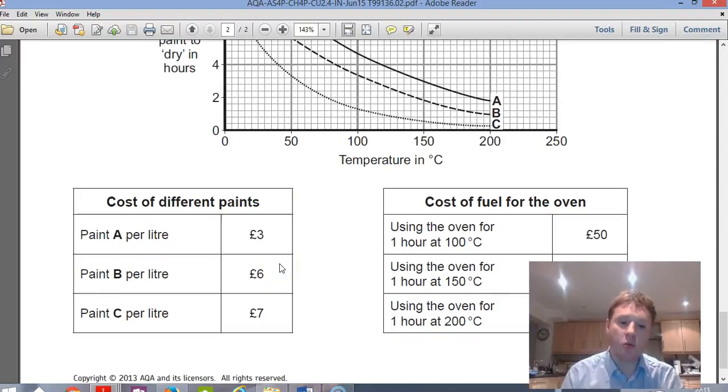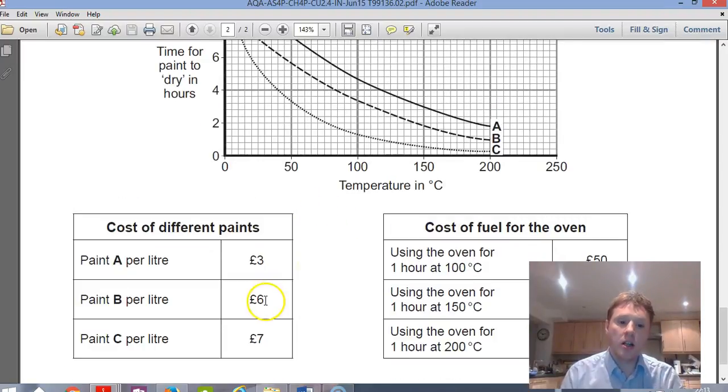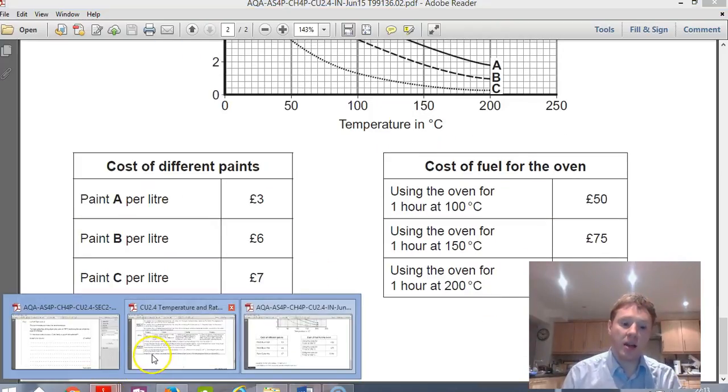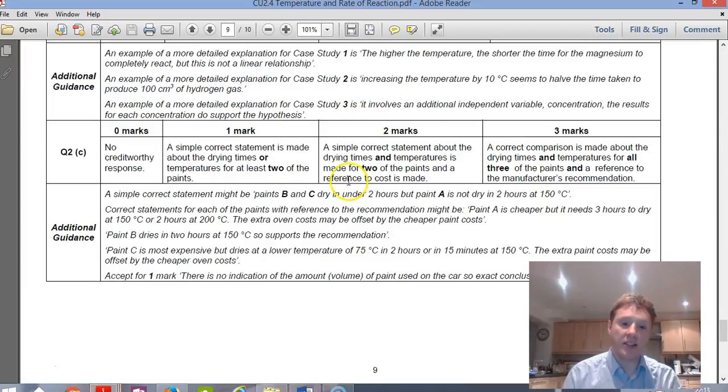So for example, if it took 1 litre to paint a car, if you use paint C instead of paint B, your paint will be £1 more expensive, but you'll be saving £50 on the drying, so that's okay. If it took 100 litres to paint a car, that costs £700 now, and that costs £600. So that's an extra £100. So you won't be making a saving on using paint C. So that's something you need to think about. They're always difficult because there are multiple factors.